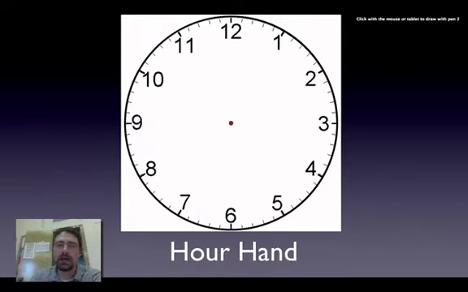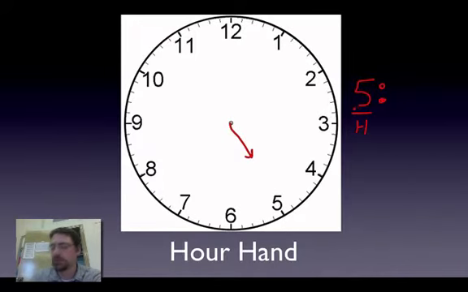Let's look at another one. If I had my hour right here, it would be pointing at the 5. So that means that 5 hours have gone by. And so it would look kind of like this. 5 hours. Remember that hour is going to be on the left side of the colon.